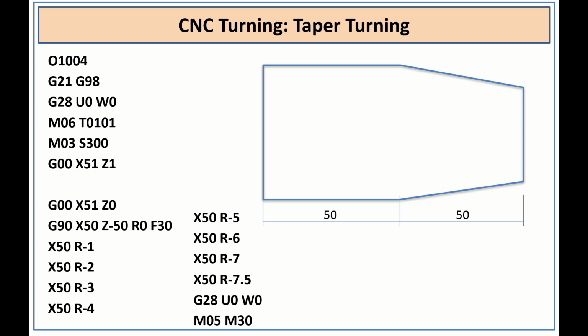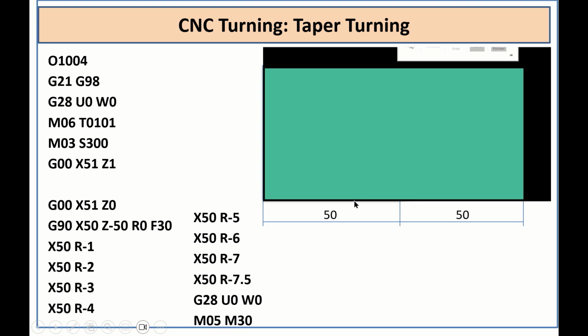Instead of giving 7.5 at a time, I will slowly remove 1 mm as the depth of cut. So here I will mention X50 R minus 1, X50 R minus 2, X50 R minus 3, X50 R minus 4, and I will continue this way up to X50 R minus 7. In the finishing cycle I will give only 0.5 mm depth of cut, X50 R minus 7.5. Then after that it will go to the home position, and then it will stop the spindle.